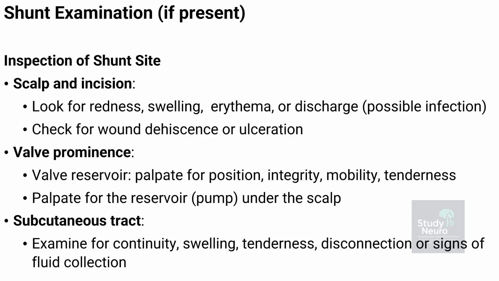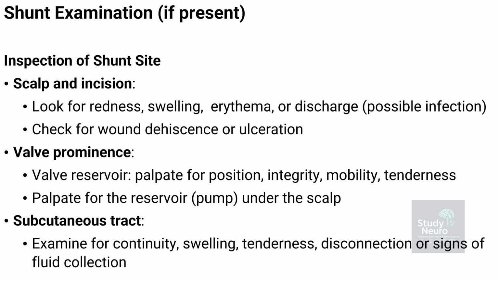Next, assess the shunt valve and reservoir. Identify the valve beneath the scalp and gently palpate the reservoir, noting its position, integrity, mobility, and tenderness. The reservoir should be palpable and mobile under the scalp, but should not be tender, as tenderness raises concern for infection or inflammation. It is also important to be aware of the common sites for proximal catheter insertion, which is where the ventricular catheter enters the brain.